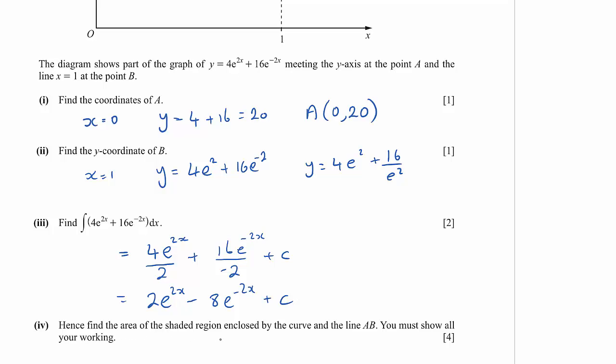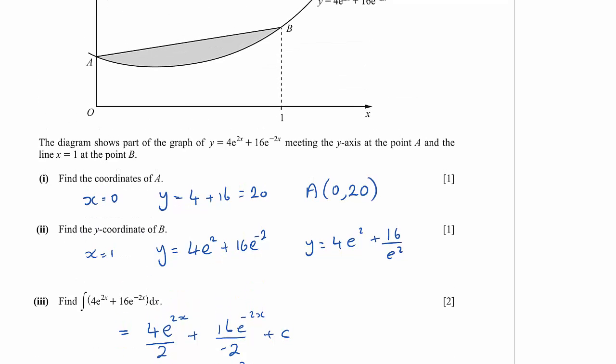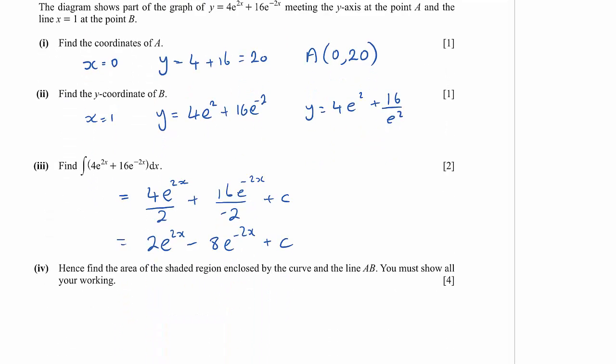And hence we want to find the area of the shaded region enclosed by the curve and the line AB, so this bit here. So we need a strategy, and basically that strategy is going to be that this is a trapezium, and then this bit I'm shading here is the area under the curve, and if we do the trapezium take away the area under the curve, that would give us the answer.